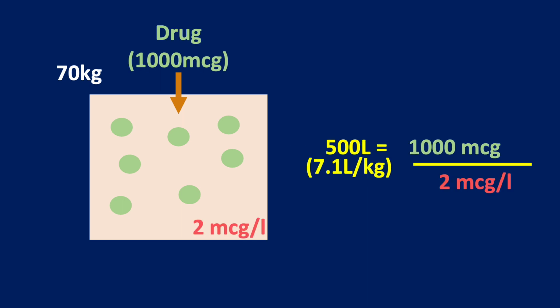So if you give a 1000 microgram drug and the plasma concentration is measured at 2 micrograms per litre, the volume of distribution is 500 litres or 7.1 litres per kilo. As this 7.1 litres per kilo is greater than the plasma volume of approximately 3.5 litres, there must be greater spread to additional tissues. This can be accounted for by different factors of that drug relating to lipid solubility, protein and tissue binding.